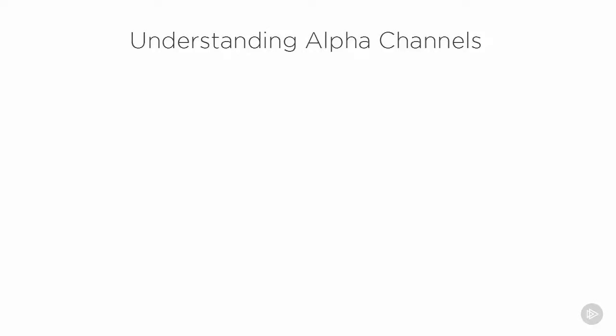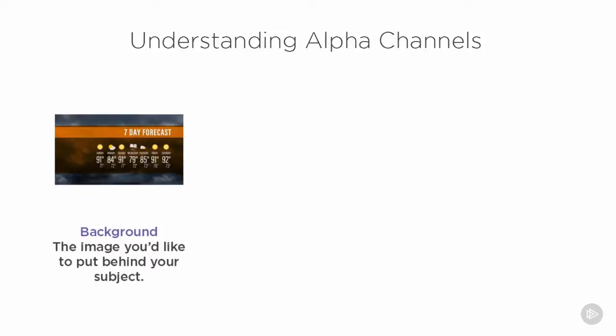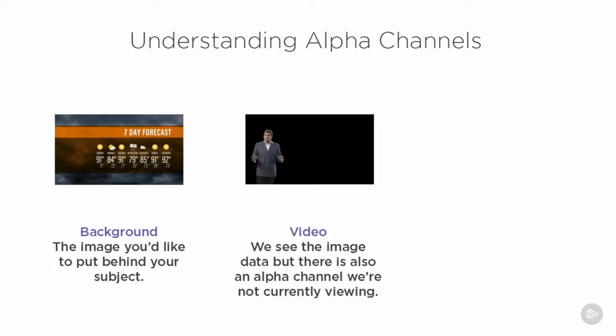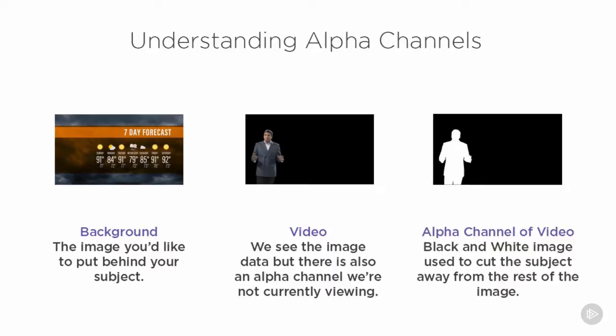In this clip, we're going to learn about understanding alpha channels. So with an alpha channel, you have to keep in mind that there's three parts of your whole image. First, you have your background, and that's the image you'd like to put behind your subject. Next, you have the video. So in this video, we see the image data, but there's also an alpha channel that we're not viewing. And this is the alpha channel of our video.